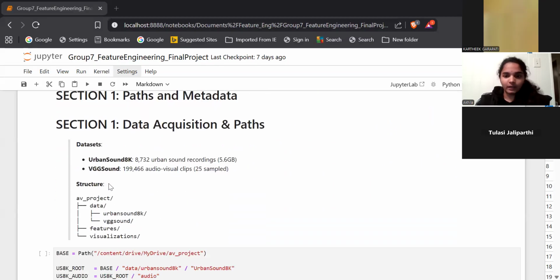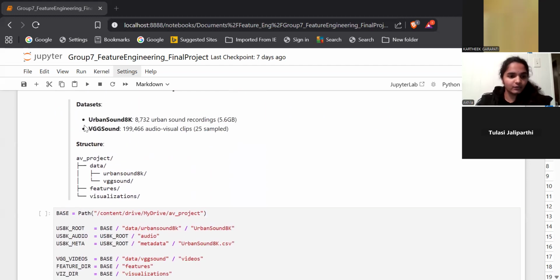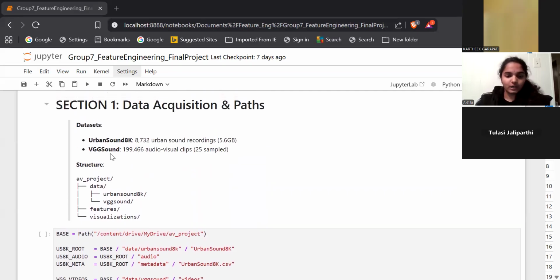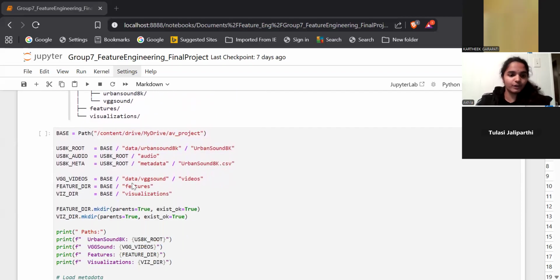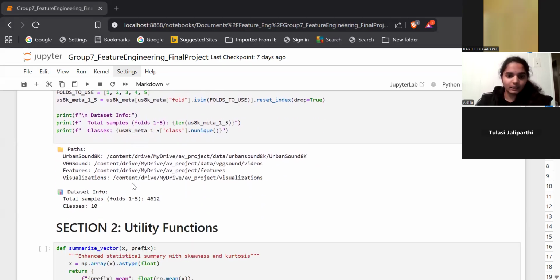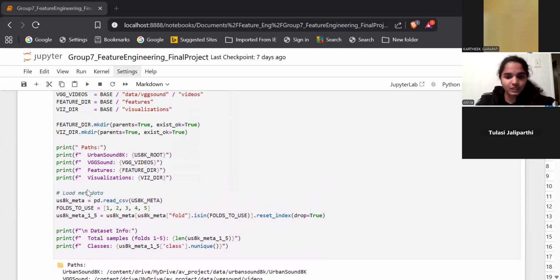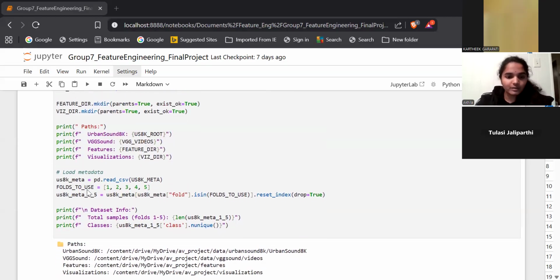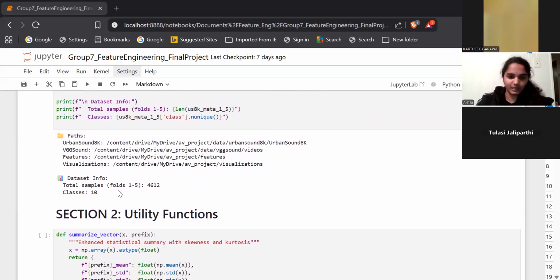And we are working on two data sets, which are UrbanSound8K and the VGGSound, which have 4,612 samples, and we have 25 video samples from the VGGSound for the cross-modal analysis. The metadata exploration immediately reveals important insights. In UrbanSound8K, we see relatively balanced classes with 400 to 800 samples each. However, the VGGSound sample shows extreme sparsity with only one sample per class.